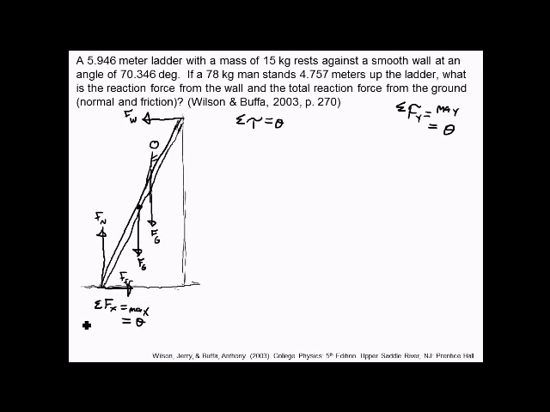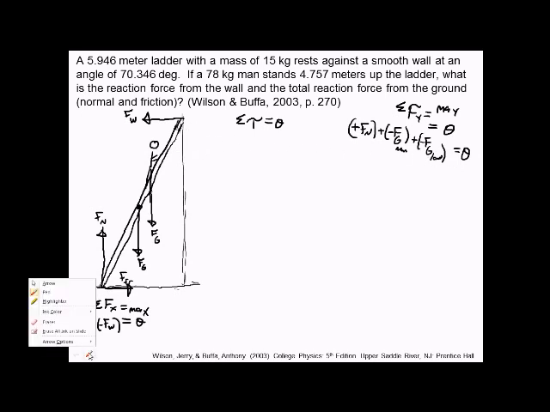So in the x, we have the positive force of friction plus the negative wall force. Those are the only two forces in the x. In the y, positive normal force plus the negative force of gravity of the man plus the negative force of gravity of the ladder. This equals 0. And then the torques, what we'll want to do is choose a hinge point. So our hinge point here will be at the base of the ladder.